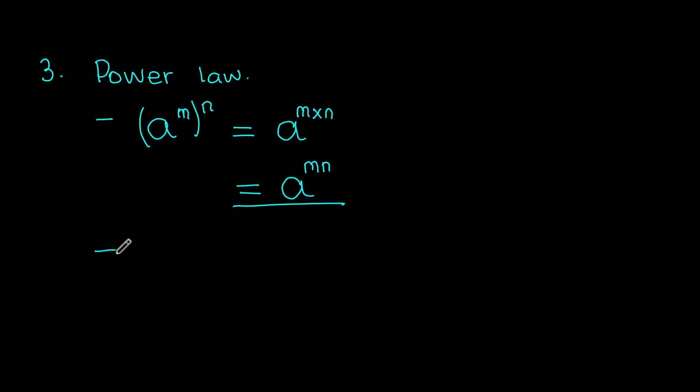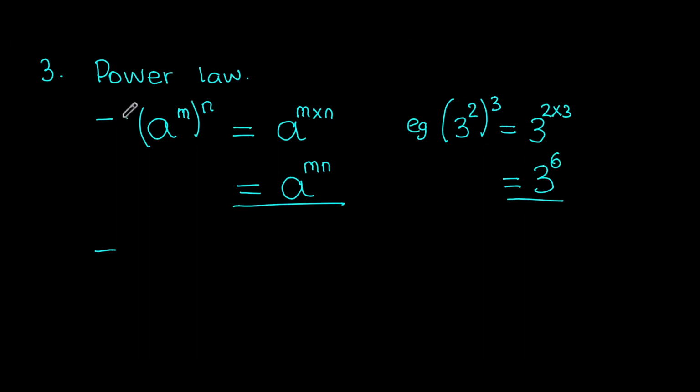And the next one, maybe we can illustrate using an example here, e.g. when we have 3 and this 3 is raised to power 2, again the whole thing is raised to power 3 according to this law. As you can see from here, we have 3 raised to the power of 2 times 3. So 2 times 3 is 6. Therefore, we have 3 exponent 6. And that illustrates the first part of this power rule.